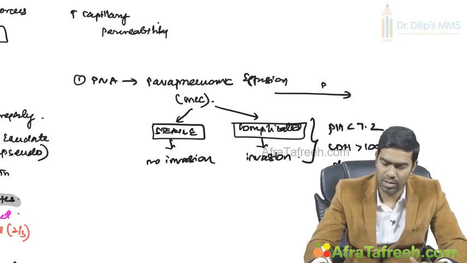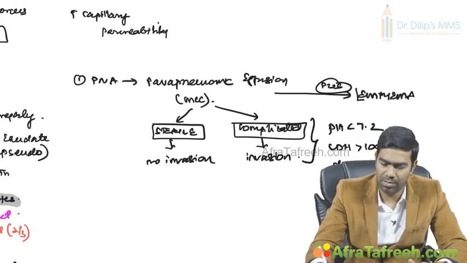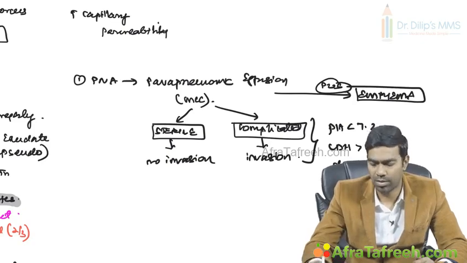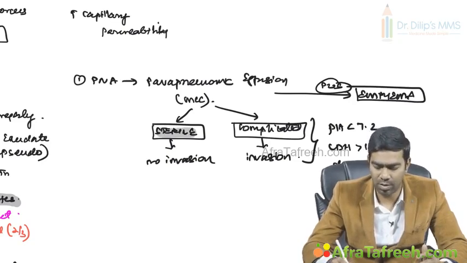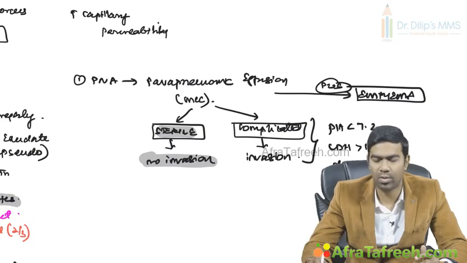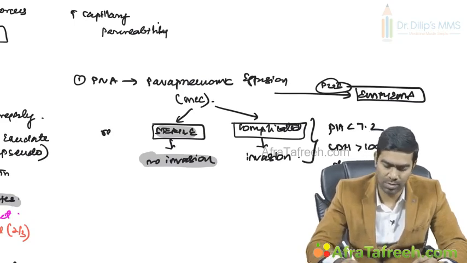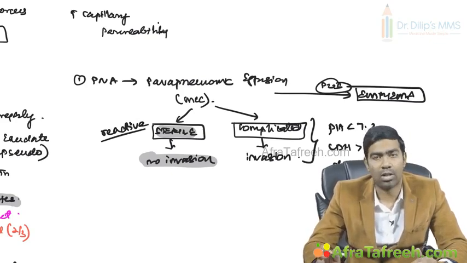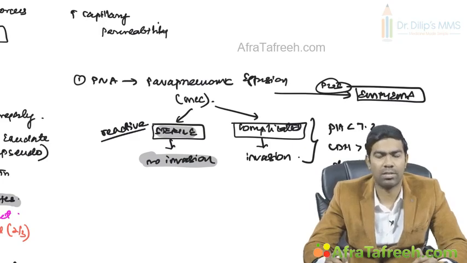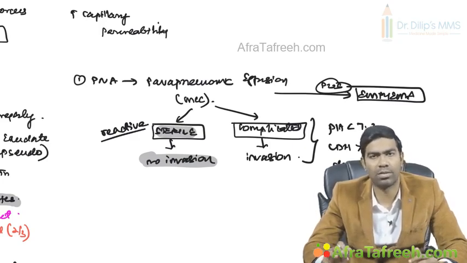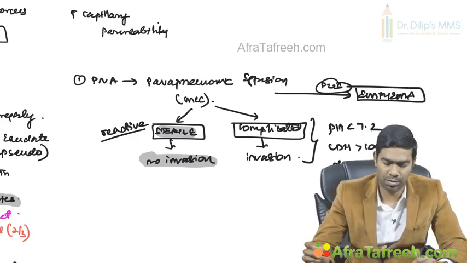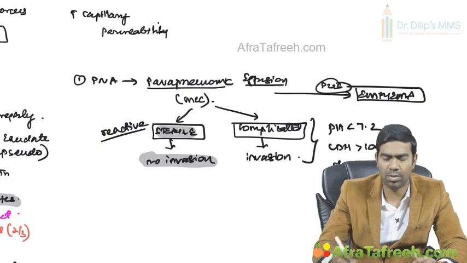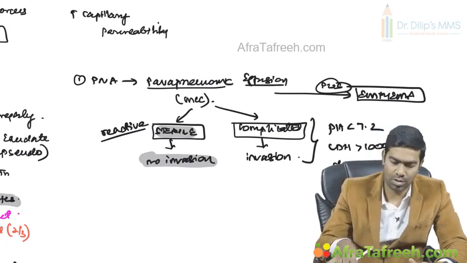Or you might get pus formation also. That is what is called an empyema. When you aspirate frank pus, that's an empyema. So your spectrum is very different. It could be just a sterile parapneumonic effusion without any invasion at all, just a reactive effusion. It can become complicated because of the invasion of the organism into the pleural space, or it can become frank pus, resulting in the formation of an empyema. So it all depends, but remember, parapneumonic effusion is the most common cause of exudative effusion in the world.